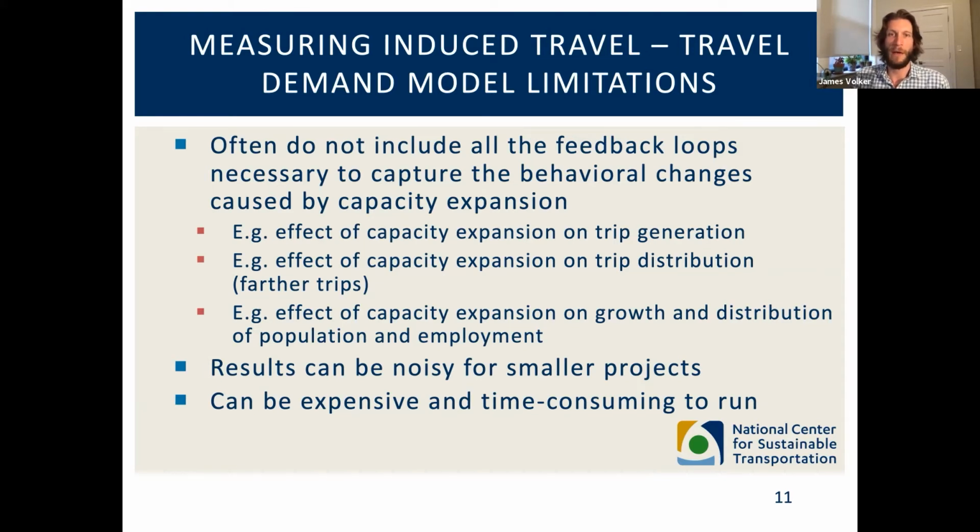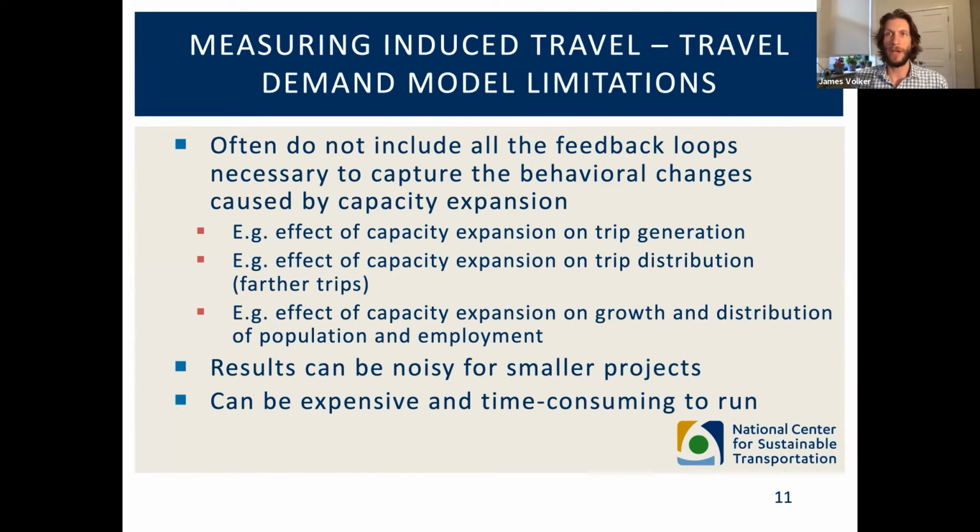So for example, not many models feed changes in estimated travel times back into the trip distribution or trip generation stages of the model, which ignores the possibility that improved travel times from a capacity expansion will, A, increase the number of trips that households and freight operators choose to make, or B, cause them to choose more distant trip destinations. And neither do most models feed changes in estimated travel times back into assumptions about the growth and distribution of population and employment. However, there have been improvements there with land use modeling tools like UrbanSim.